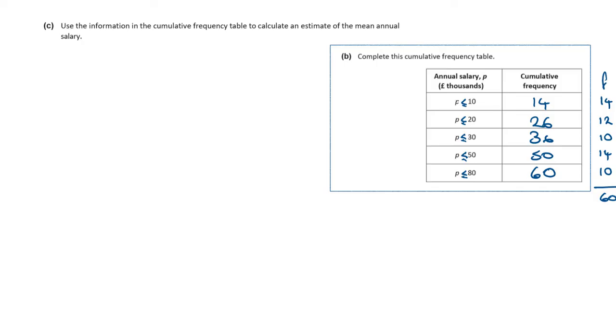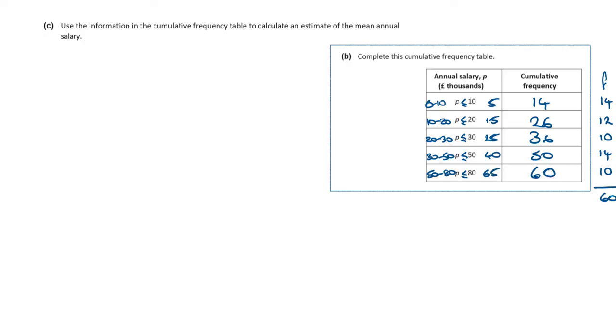Now usually when we do an estimated mean, we use the mid value of the range. So this one is going to end up being 0 to 10, so that's got a mid value of 5. This one here goes from 10 to 20, so it has a mid value of 15. This one goes from 20 to 30, so it has a mid value of 25. This one goes from 30 to 50, so it has a mid value of 40. This one goes from 50 to 80, so it has a mid value of 65.